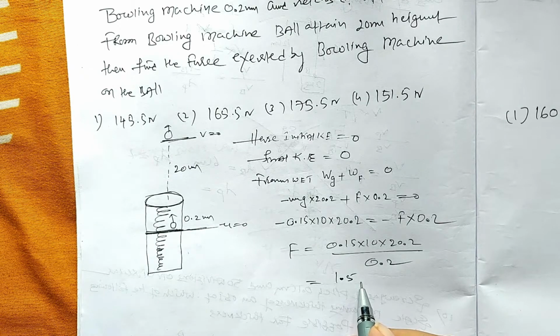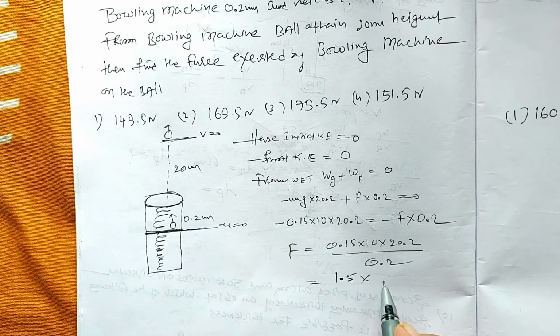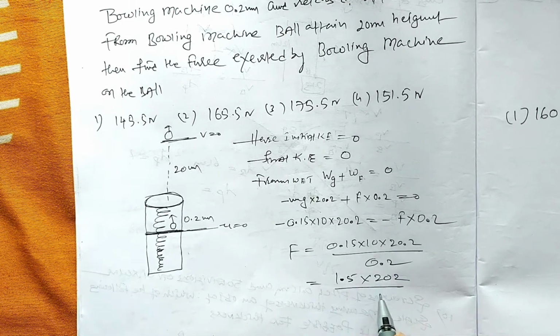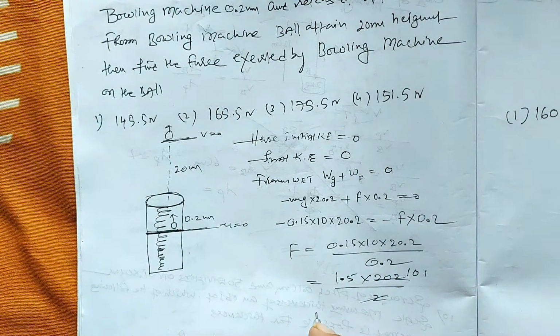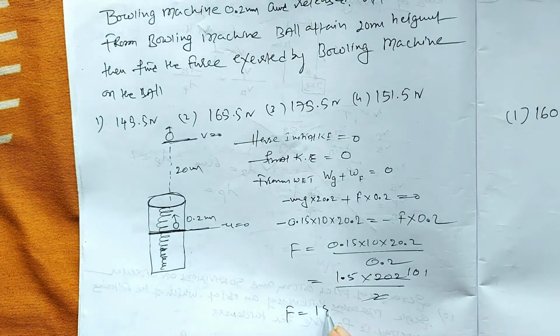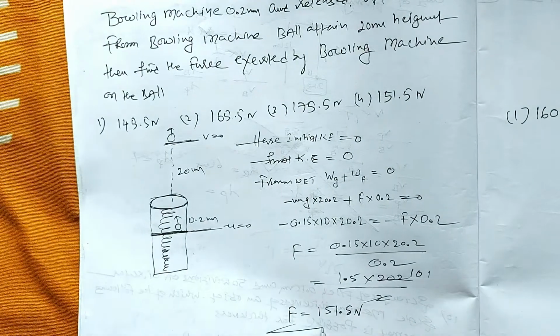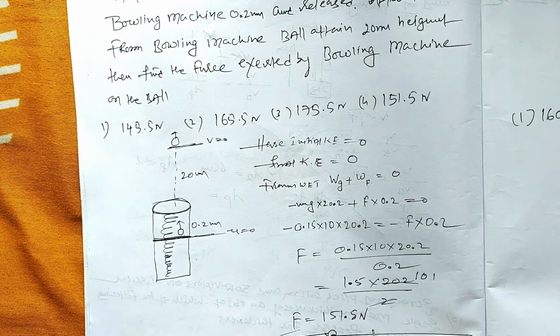That is equal to 10 into 0.15, 1.5. This 0.2 written as 2 by 10, that is equal to 202 divided by 2. Finally, we get what answer? By multiplying 1.5 into 101, we get the answer 151.5 newtons.